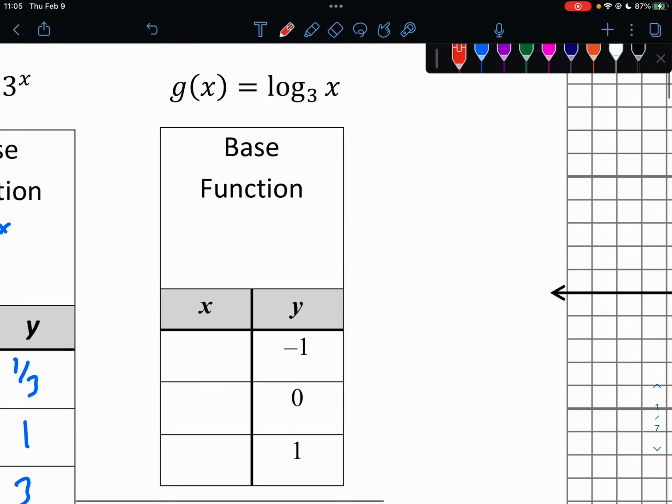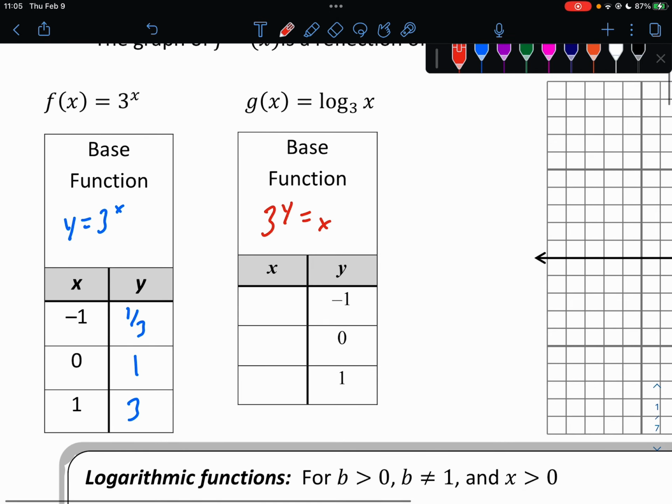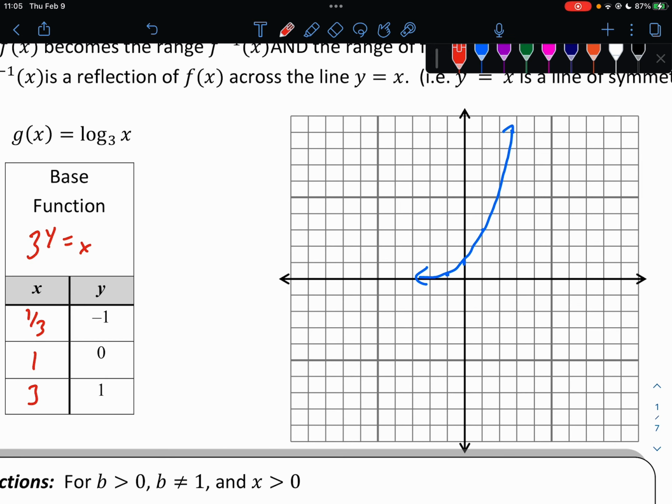Okay? So for a logarithmic function, we're going to do this one in red. If I was to rewrite this in terms of exponential, it would be 3 to the y equals x. Right? So now if I plugged in y as negative 1, 0, and 1, I would get the x's back of 1/3, 1, and 3. So if I plot those points, 1/3 comma negative 1, 1, 0, and 3, 1, I would get a graph that looks like that.